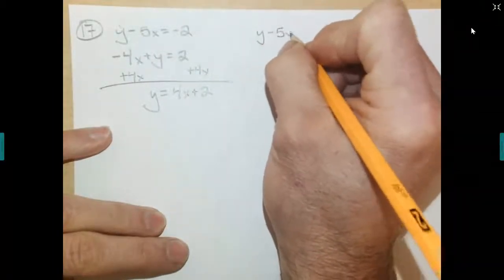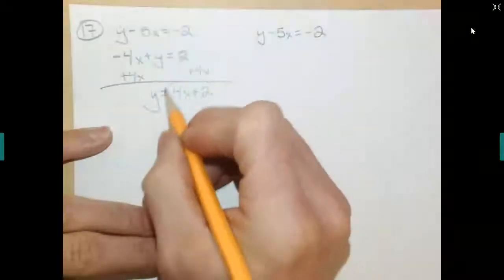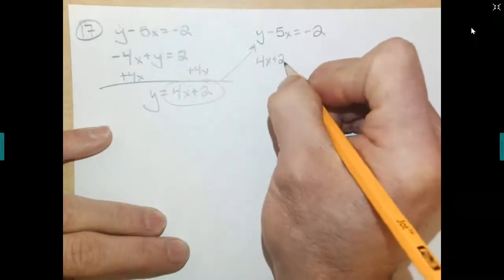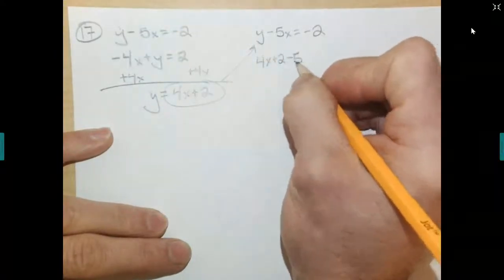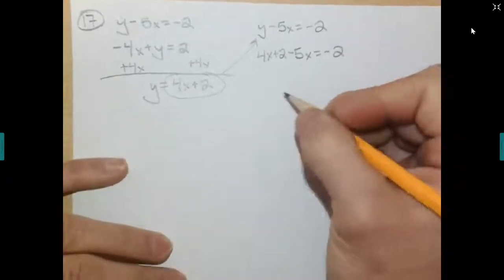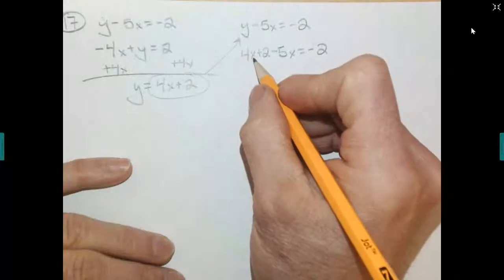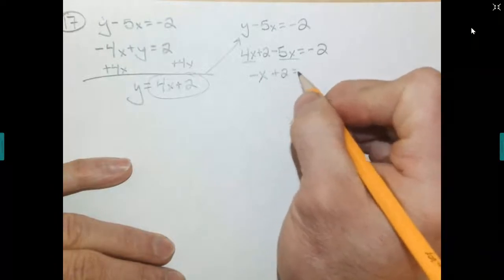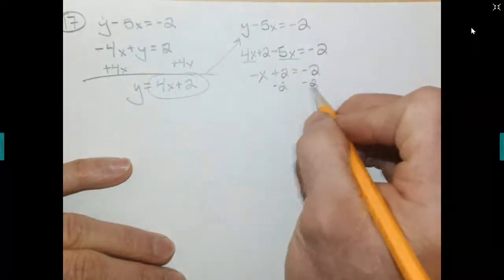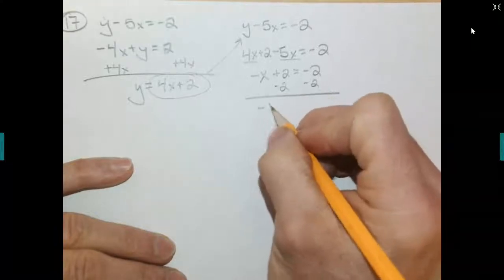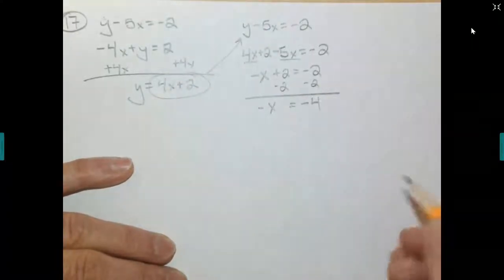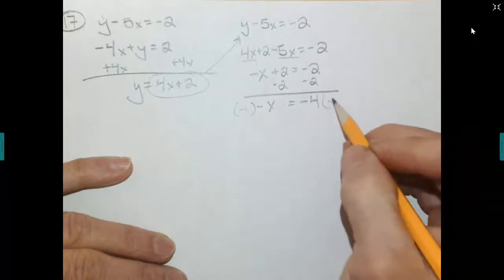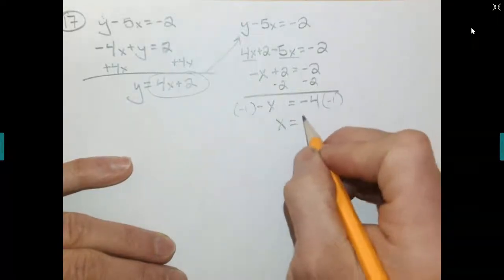y minus 5x equals -2. We plug this in for y, so I get 4x plus 2 minus 5x equals -2. 4x minus 5x, so I have -1x plus 2 equals -2. Subtract 2 on both sides, -x equals -4. Now I can't have a negative variable, so multiply by -1, so I get x equals 4.